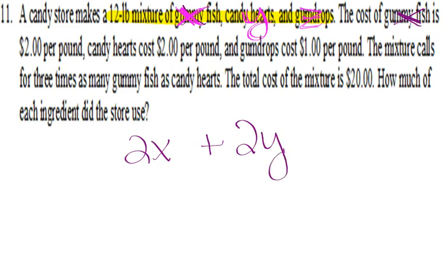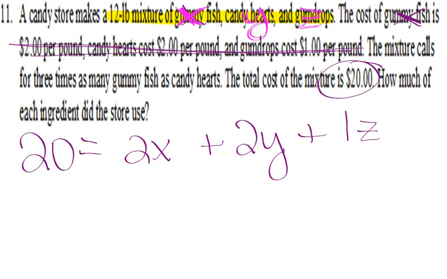And gumdrops are $1 per pound. So now we've done all that. So our gumdrops is Z, so 1 times Z. Well, what does all that equal? We're talking about money here. It says the cost of the mixture is $20. So the $20 is equal to this money.